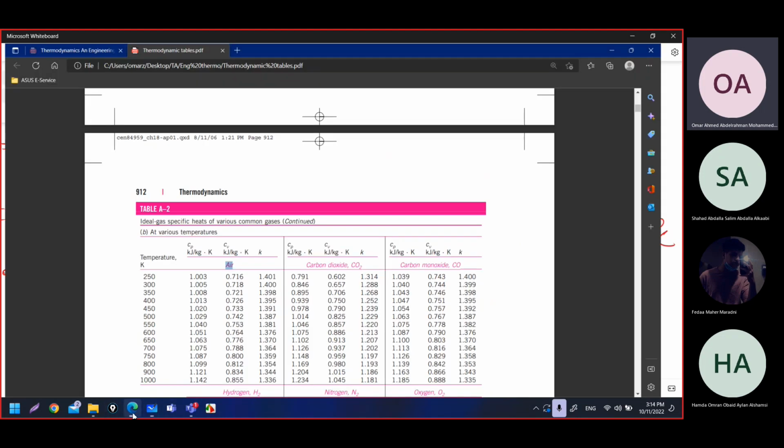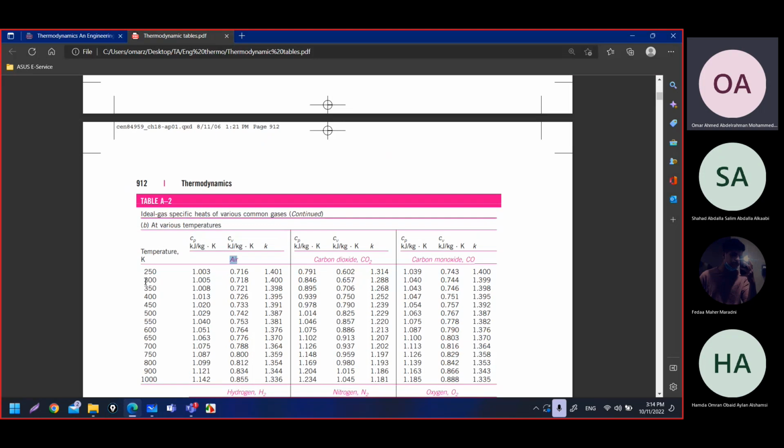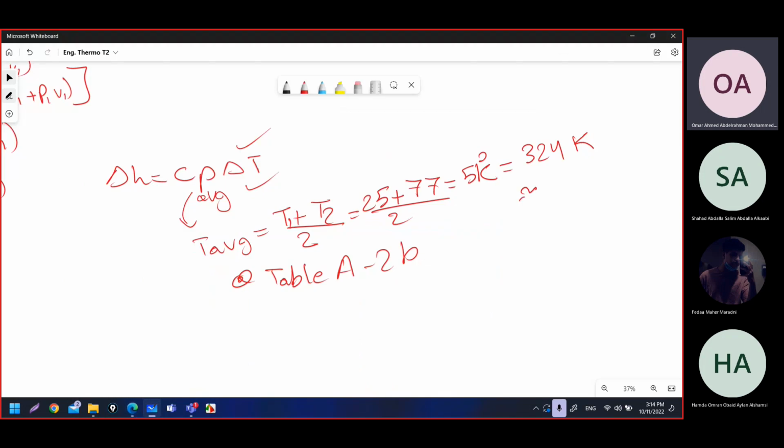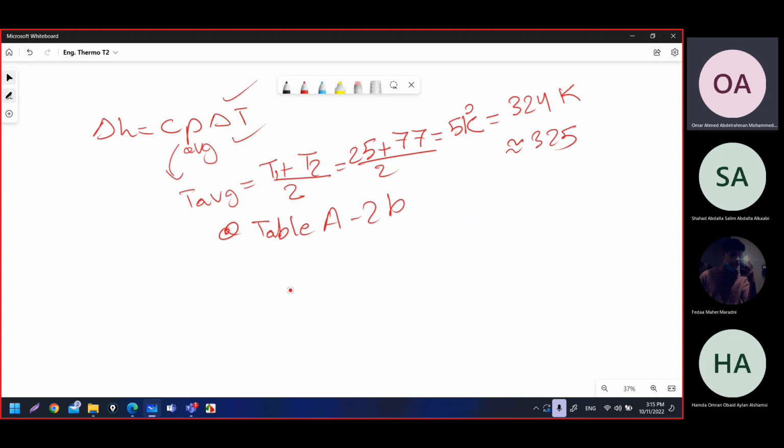As you can see, this table is in Kelvin, so I have to convert to Kelvin. 51 in Kelvin, if I add 273, is equal to 324 Kelvin. You will not find 324, but you can approximate it to be 325, in order to take the corresponding values for 300 and 350 Kelvin and divide by 2. So I will take these two numbers for Cp, 1.005 and 1.008, add them and divide by 2, in order to get Cp.